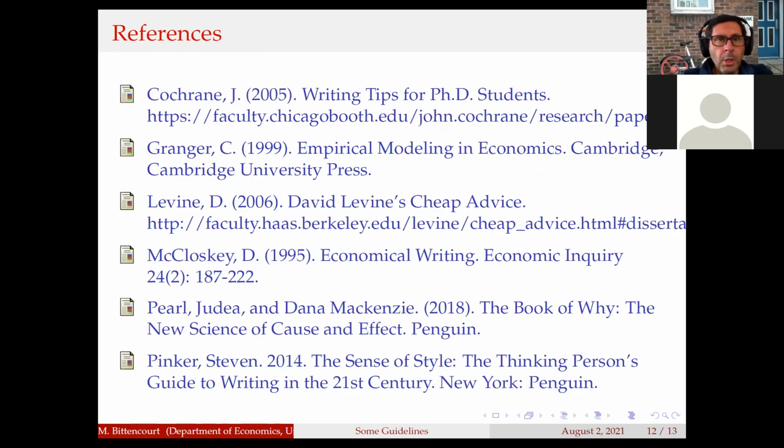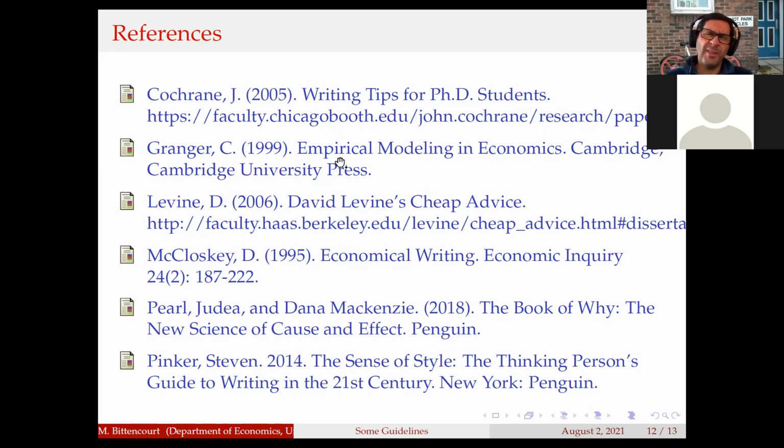Okay. Let me point out some references which I think are important. The one by John Cochrane, Writing Tips for PhD Students, is the best that you can get out there. He is a professor at Chicago Booth, the business school of the University of Chicago, and you can simply search there and download the paper. Clive Granger, Nobel laureate, the guy who invented co-integration, for those of you who are doing time series. He wrote a book, Empirical Modeling in Economics.